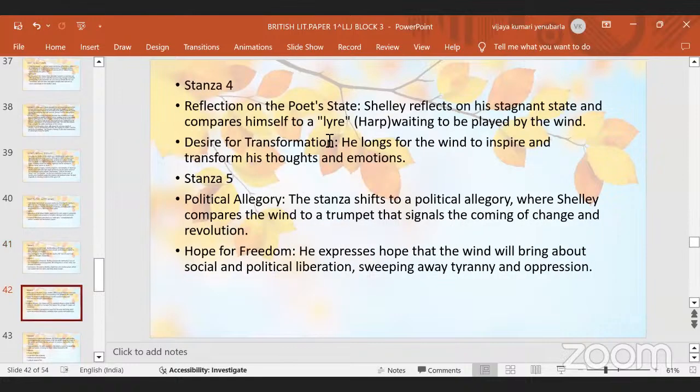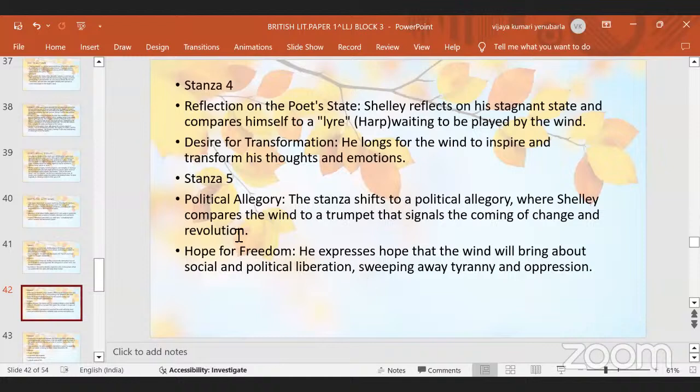Next stanza, reflection on the poet's state. Shelley reflects on his stagnant state and compares himself to a lyre waiting to be played by the wind. So he is comparing himself to a harp, a musical instrument. So it is asking, come and play me. So he wants to be transformed.